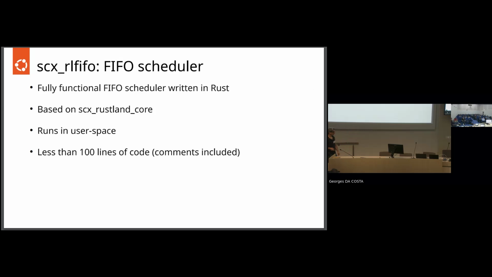There's also a simple FIFO scheduler, just as a little proof of concept of using the Rustland core library. It's a fully functional FIFO scheduler, and it's less than 100 lines of code in Rust. So those things are really useful. If we need to show this to a bunch of students, they can immediately understand what I'm talking about. I don't have to dig into kernel details or BPF, what is BPF, what is sched_ext. I can just show the scheduling policy and I can play with it. I think that's interesting.